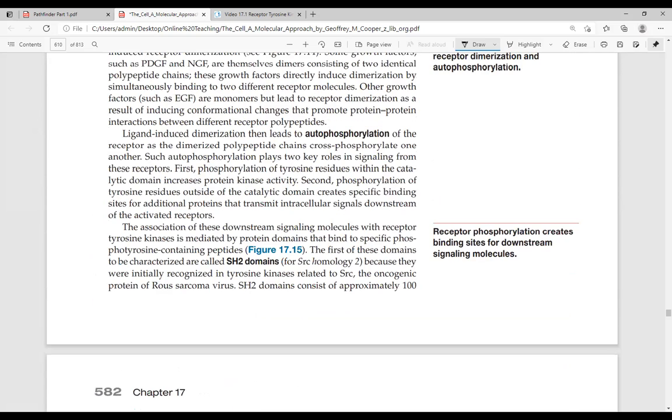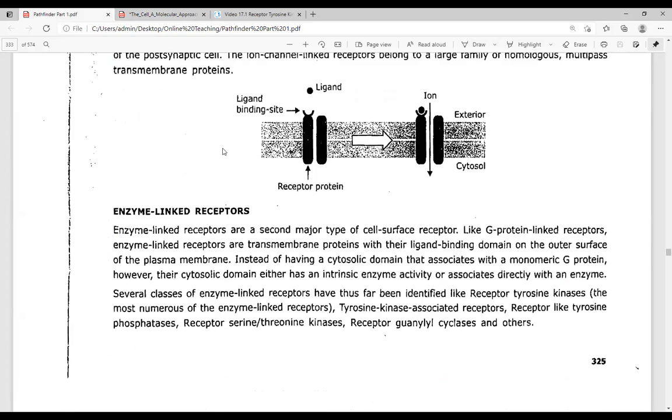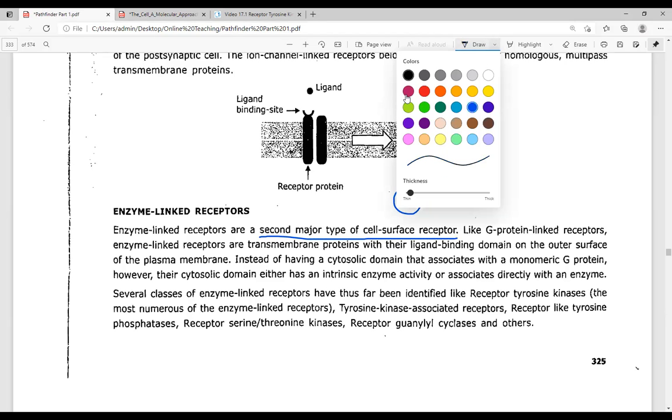To understand that, we are moving towards the book Pathfinder. You can look here. Enzyme linked receptors. What do you mean by enzyme linked receptors? These are the receptors that have an enzyme linked to their cytosolic domain. Okay. So enzyme linked receptors, as you know, are a second major type of cell surface receptor following the GPCR. After GPCR, the second most abundant type of cell surface receptors present over the surface of the cell are the enzyme linked receptors. Okay, so the first one is GPCR, present in the form of a serpentine. The second one is referred to as the enzyme linked receptors.